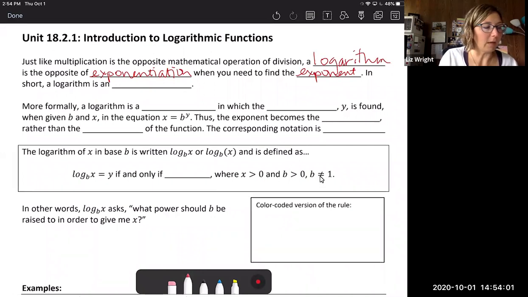In short, a logarithm is, what do you think it's going to go on that blank? In short, a logarithm is an exponent. Fill it in.